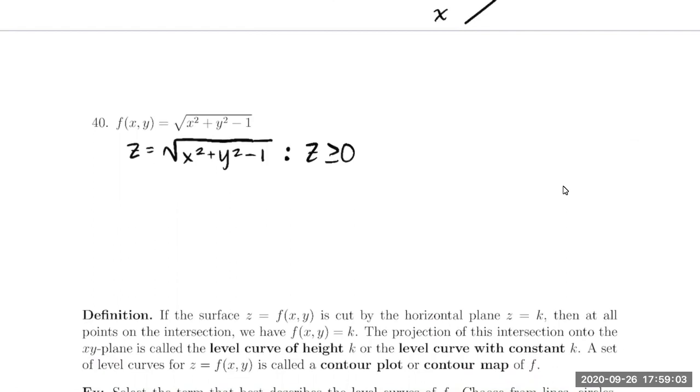Now, once I square both sides, I'm going to lose that. So that's why I just wanted to make a note of it. I could square both sides and write this as z squared equals x squared plus y squared minus 1. And I recognize this to be a hyperboloid of 1 sheet.